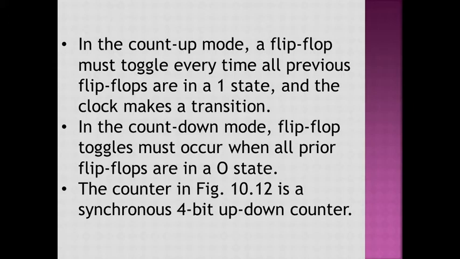If you want to operate in count down mode, then the flip-flop will look at the output of the previous flip-flops. If they are in the low state, that means in zero state, then and only then at the next negative edge of the clock pulse the flip-flop is going to toggle. So in count down mode, a flip-flop toggle must occur when all prior flip-flops are in a zero state.